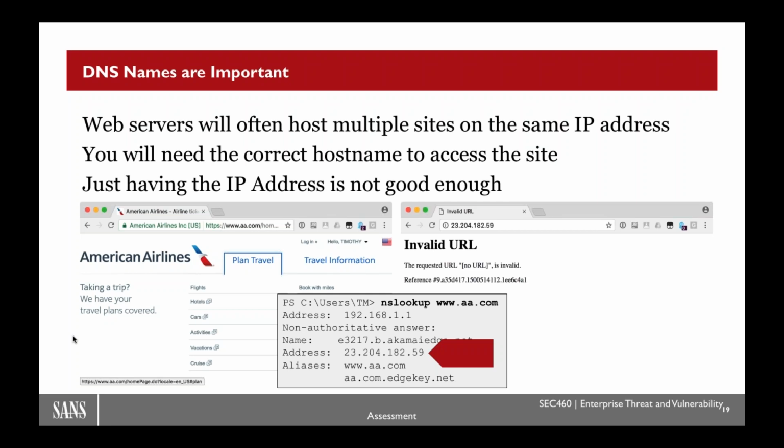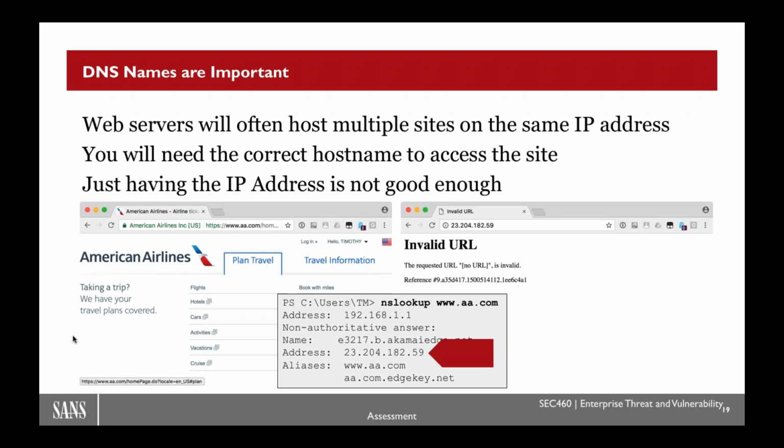We've forgotten patches to it. So here's an example. I went to AmericanAirlines.com on the left, and I used the proper host header here, www.aa.com, and we can access the page. However, if I was scanning it, and I just came across the IP address and accessed it by the IP address, the server's going to say, I don't know what to do here.